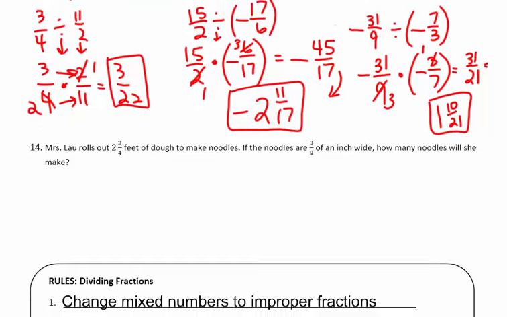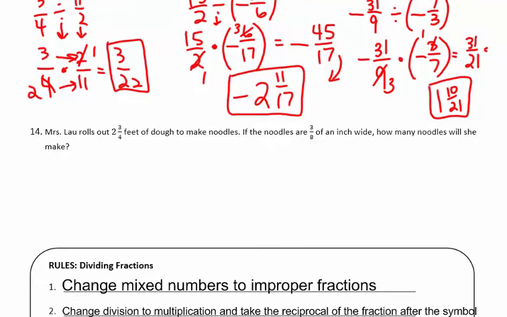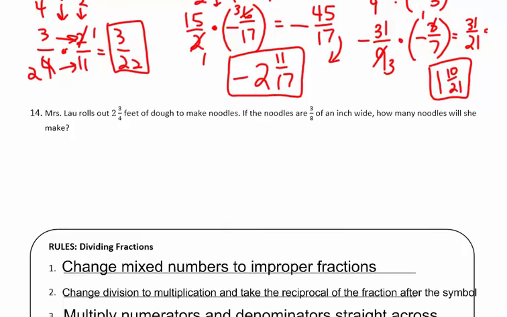Mrs. Lau rolls out 2 3/4 feet of dough to make noodles. If the noodles are 3/8 of an inch wide, how many noodles will she make? Well, you notice this is kind of a trick question. We're talking about feet over here and inches over here. So I want to make sure the labels match each other. So 2 3/4 feet, I want to turn into inches. And there's 12 inches in a foot.